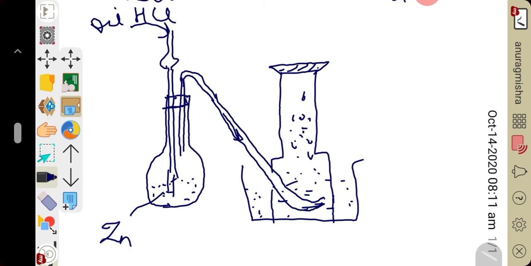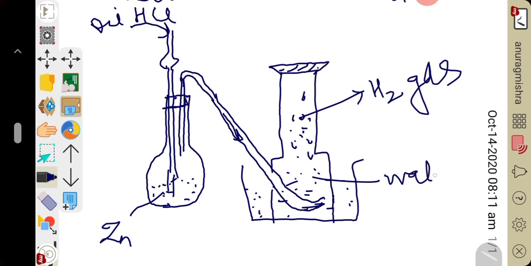So two reasons why hydrogen gas is collected by displacement of water: because it is virtually insoluble in water, almost 20 ml of hydrogen dissolves in 1 liter of water under normal conditions, and second, it forms an explosive mixture with air, therefore it cannot be collected by downward displacement of air. So hydrogen gas will be collected here by downward displacement of water. I hope you understood how hydrogen gas is prepared in the lab. This is called the Thistle funnel.